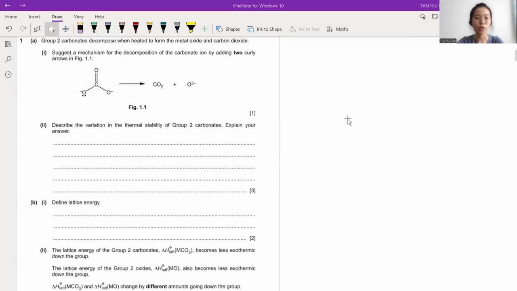Group 2 carbonates decompose when heated to form the metal oxide and carbon dioxide. Suggest a mechanism for the decomposition of the carbonate ion by adding two curly arrows in figure 1.1.